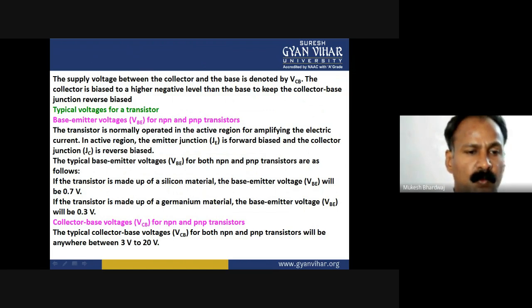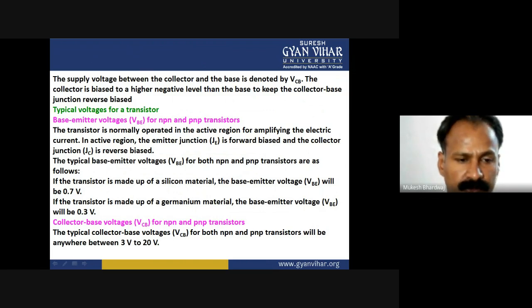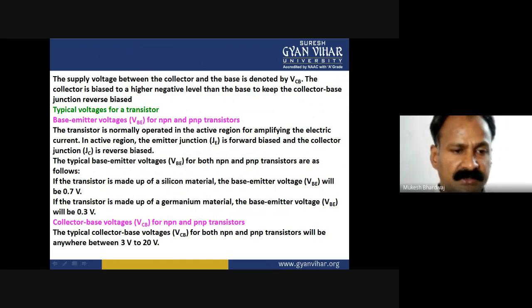Collector base voltages for PNP and NPN transistor. The typical collector base voltage for both NPN and PNP transistor will be anywhere between 3 volt to 20 volt, because it is almost in the reverse bias. So the range is very high, the voltage drop range is very high, that is from 3 volt to almost 20 volt.